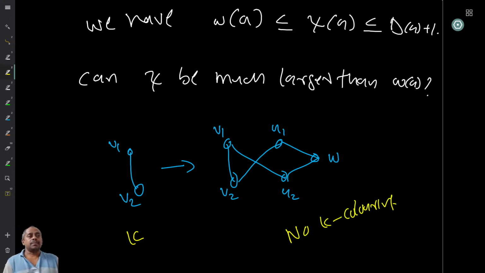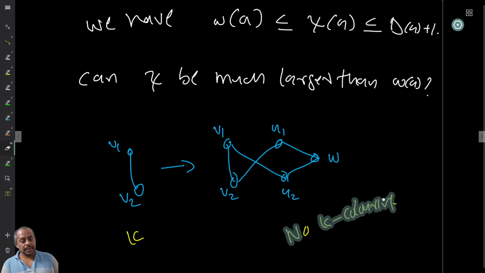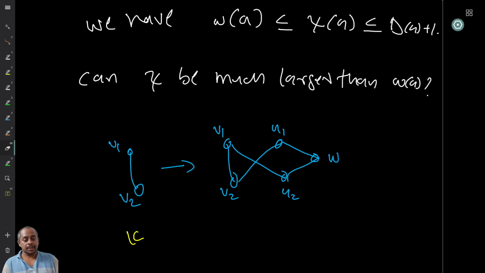Of the new graph. Now, why is there no K coloring of this new graph? Suppose there is a K coloring. So we will start by assuming that there is a K coloring of this new graph. Then it uses at most K colors, 1 to K, on the vertices.